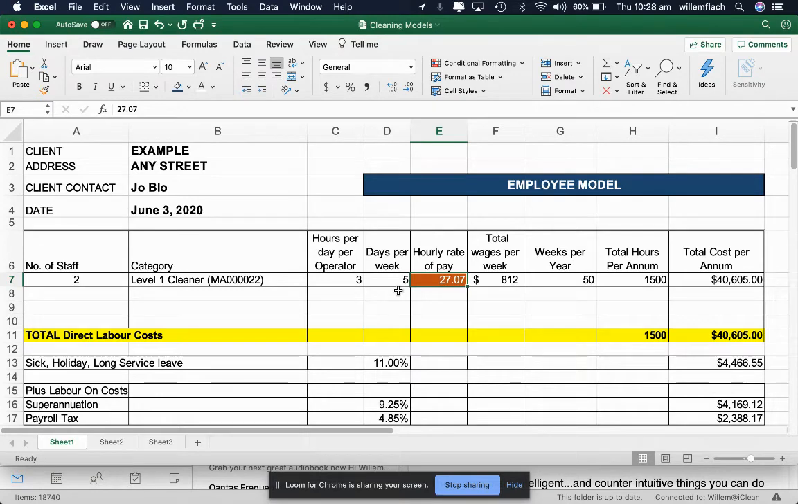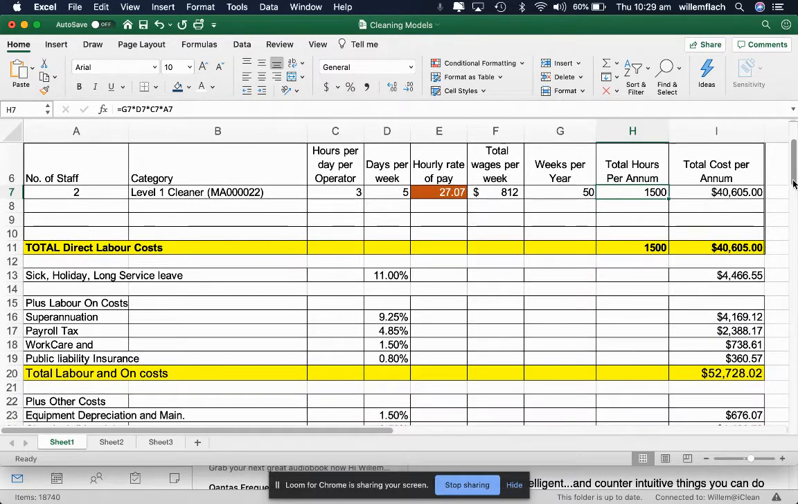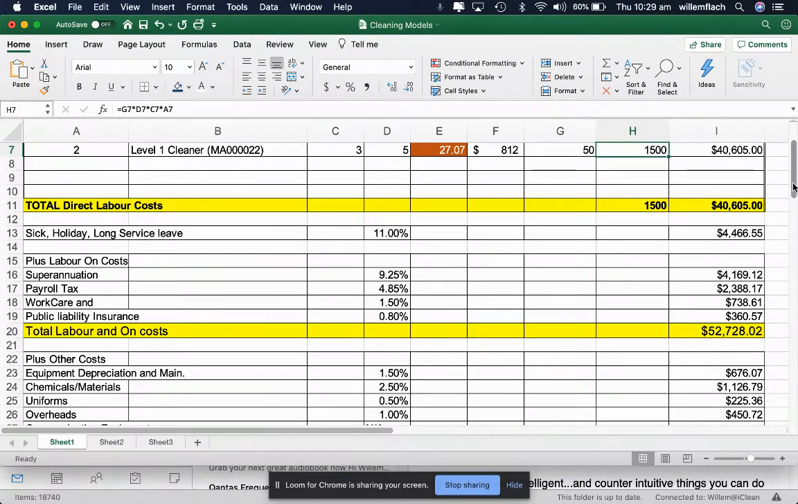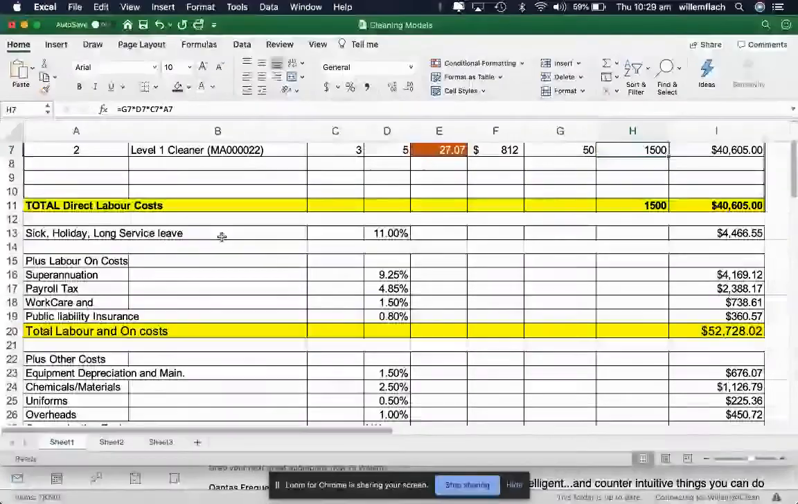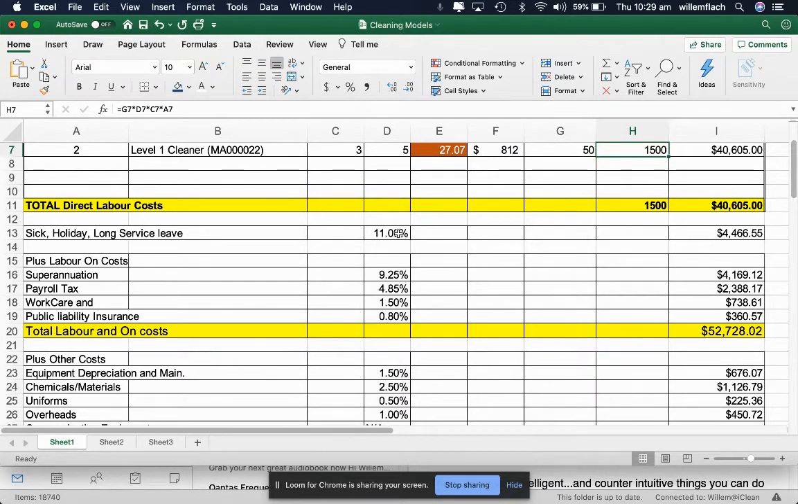So in this case, the client, we're doing 6 hours a night, we're doing 30 hours a week. So essentially, because the client is closed for 2 weeks of the year over Christmas, we're doing 1,500 hours a year. Now, the direct labour cost is simply those total hours multiplied by 27.07, which gives you this number of $40,605. Now, in addition to that direct labour, there's obviously ongoing labour costs. So carers leave, long service leave, holiday leave, that also has to be added to that. Now, they normally make up another 11% on top of the direct wages.